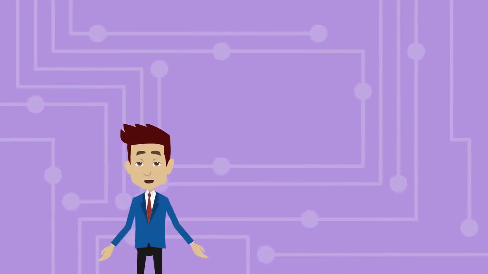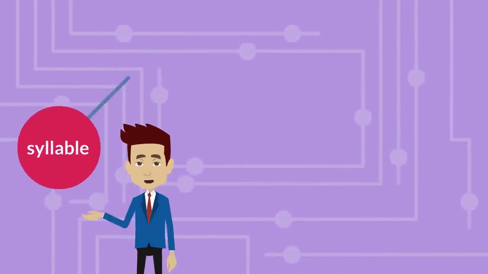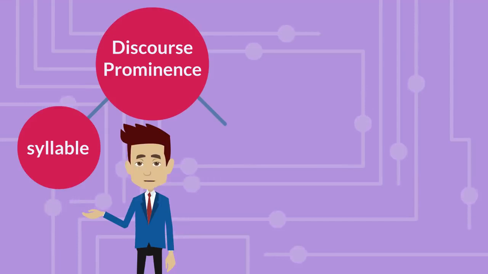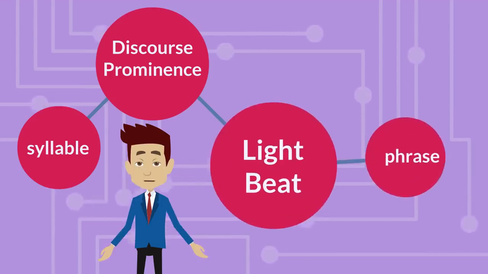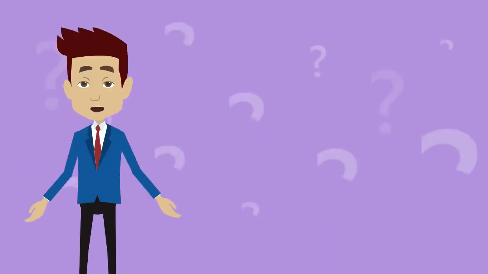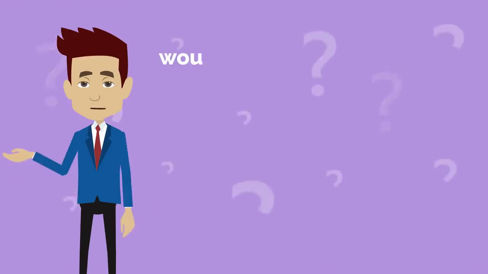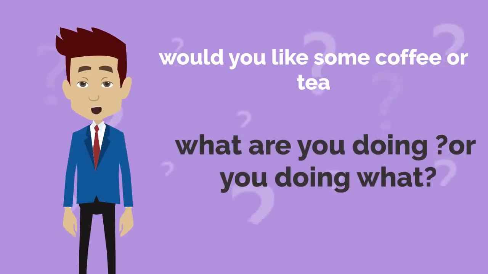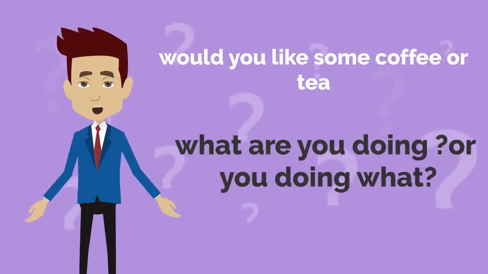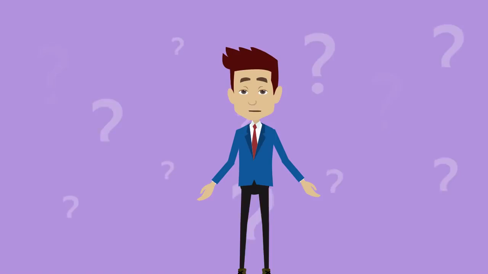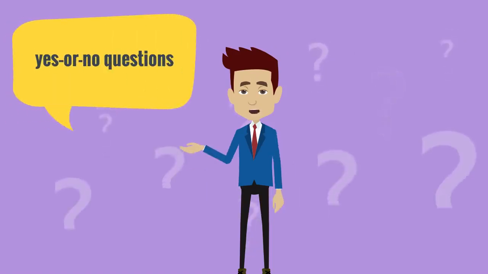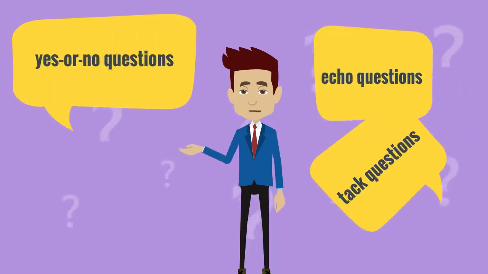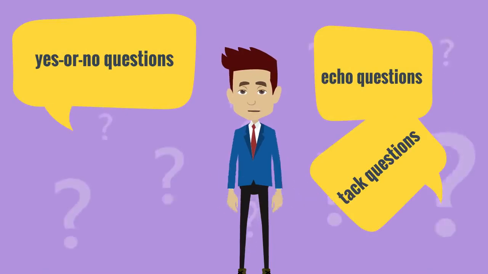Now, rising intonation usually begins at the syllable with the discourse prominence and continues lightly up until the end of the phrase. We can find this intonation pattern in open choice questions like "Would you like some coffee or tea?" or repetition questions such as "What are you doing?" or "You're doing what?" We can also find this intonation pattern in yes or no questions, echo questions, and tag questions, signaling uncertainty.